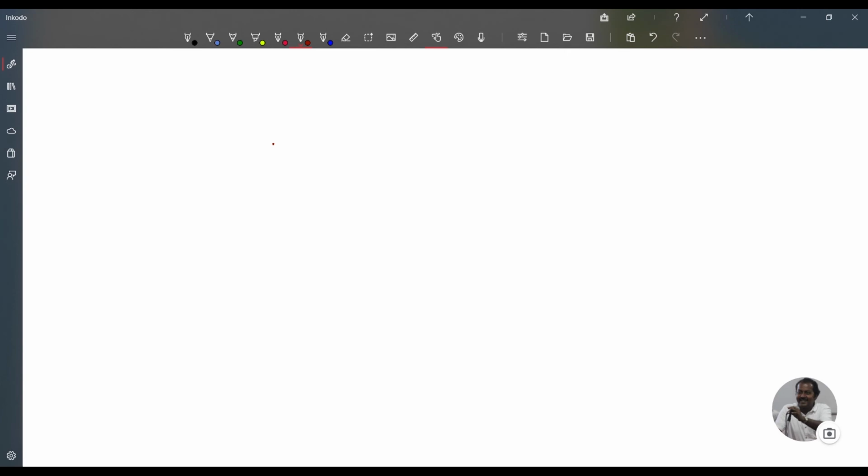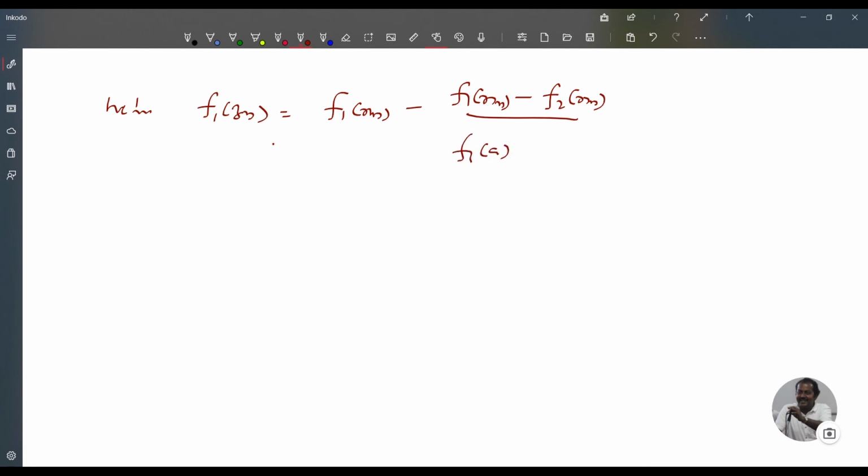Also we have f1 of Zn equal to f1 of xn minus f1 of xn minus f2 of xn divided by f1 of a minus f2 of a into f1 of a. And we have f1 of xn minus f2 of xn tends to 0. So this quantity tends to 0. Therefore, f1 of Zn converges to f1 of xn.